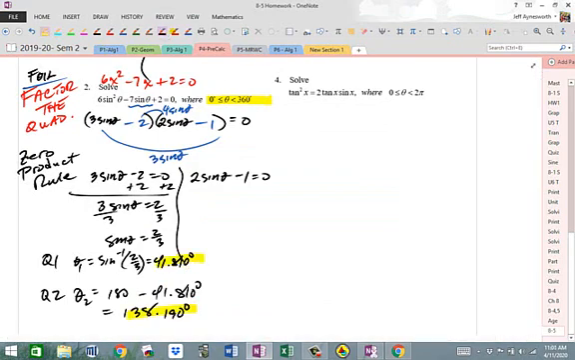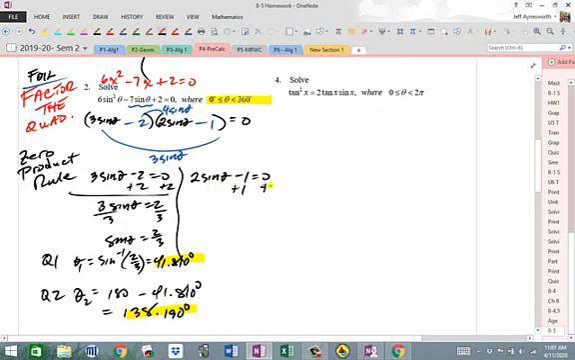So let's add 1. We have 2 sine theta is equal to 1, and dividing by 2, sine theta is equal to 1/2. And this gives us 2 solutions. All we have to do is figure out what angles give you a ratio of 1/2. Again, these are quadrant 1 and 2 angles, but they're different than the previous 2, and we don't need a calculator here because we know the triangles.